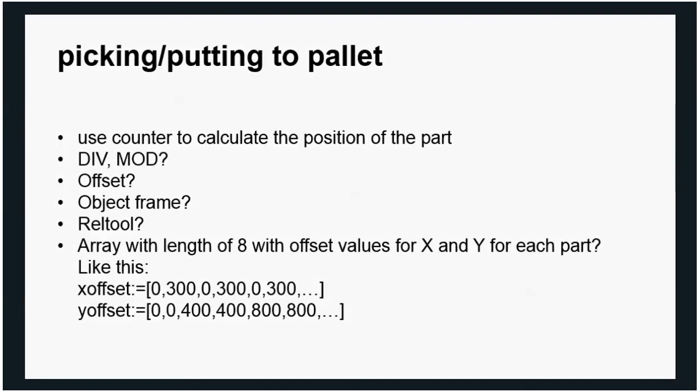You can do that if you want to, but most likely you don't want to be doing that, because it will take quite a long time, and it's very difficult to debug if you need to change something. So it's much easier to use a loop and use some kind of calculations to define the places for the parts, where to pick them up or where to put the parts to the pallet. And we have already covered pretty much all of these main things, so you have been using div and mod. They might be quite helpful here. You have been using offsets.